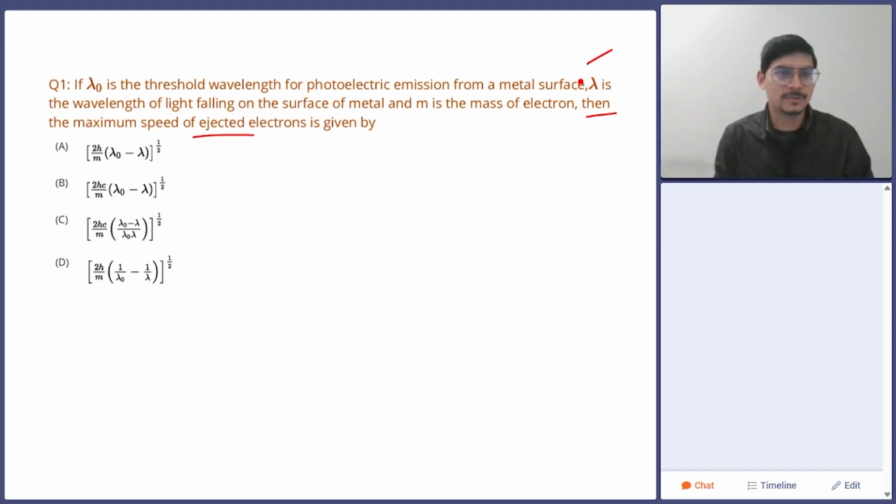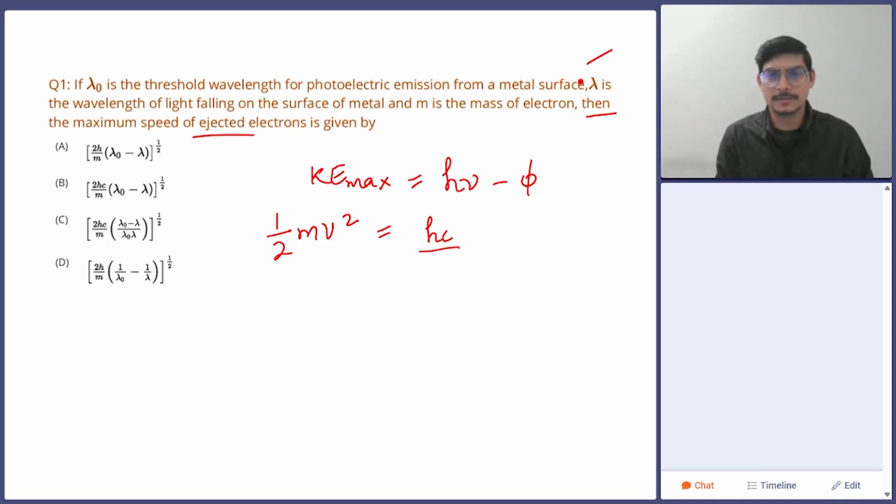So this question is actually based upon Einstein's photoelectric equation, which says that the maximum kinetic energy of the emitted electron, which we call the photoelectron, is equal to h nu, which is the energy of the incident photon, minus the work function of the metal, right? So kinetic energy is half mv square, and this h nu can be written as hc by lambda, and the work function can be rewritten as hc by lambda naught using Planck's quantum theory.